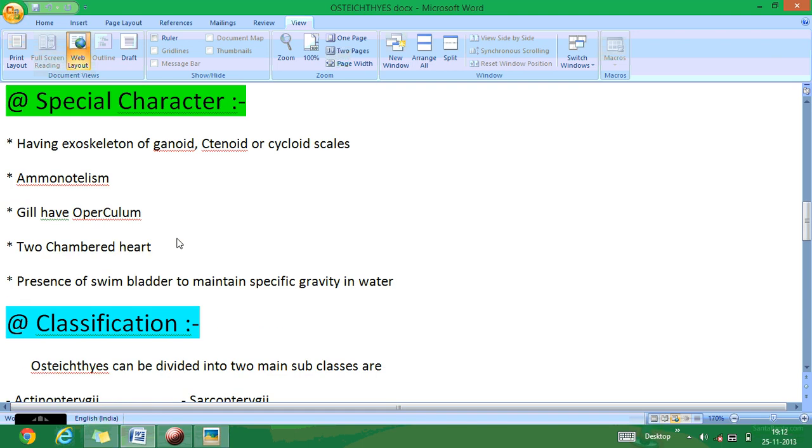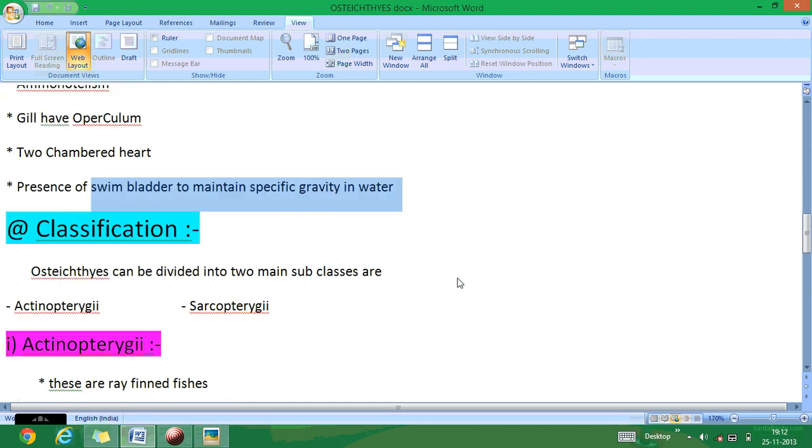Special characters. These are those characters which make them special from other animals, as follows. First, they have an endoskeleton made up of bone. The second one, they have an exoskeleton made up of ganoid, ctenoid or cycloid scales. They show anamniotism. The gill has an operculum or cover, the gill cover. They have a two-chambered heart and the most important character, a swim bladder, which helps to maintain their specific gravity in water.